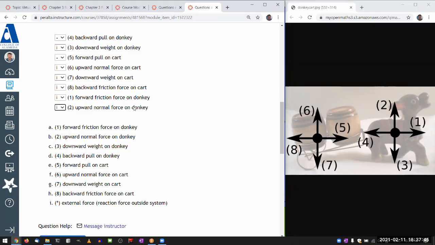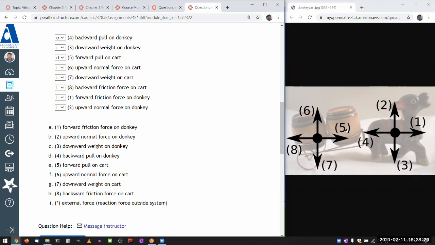In fact, I think by process of elimination we're down to these two. So the reaction force paired to this must be number 5, the pull on cart, E, and the reaction force to this must be the backward pull on donkey, number 4, D. And really, that is how these two are interacting. The donkey is pulling on the cart forward, and the cart is pulling on the donkey backward. Those two forces are equal in magnitude and opposite in direction, just like Newton's third law says.